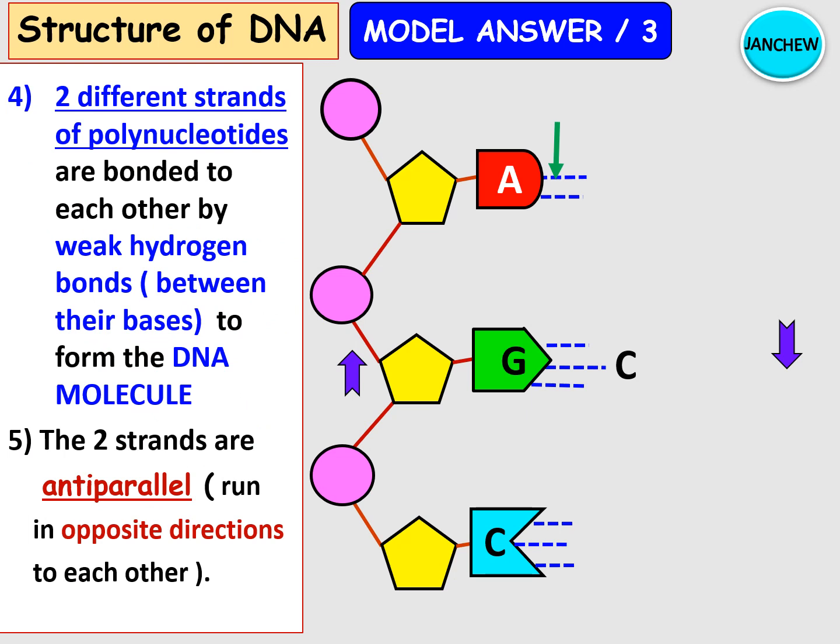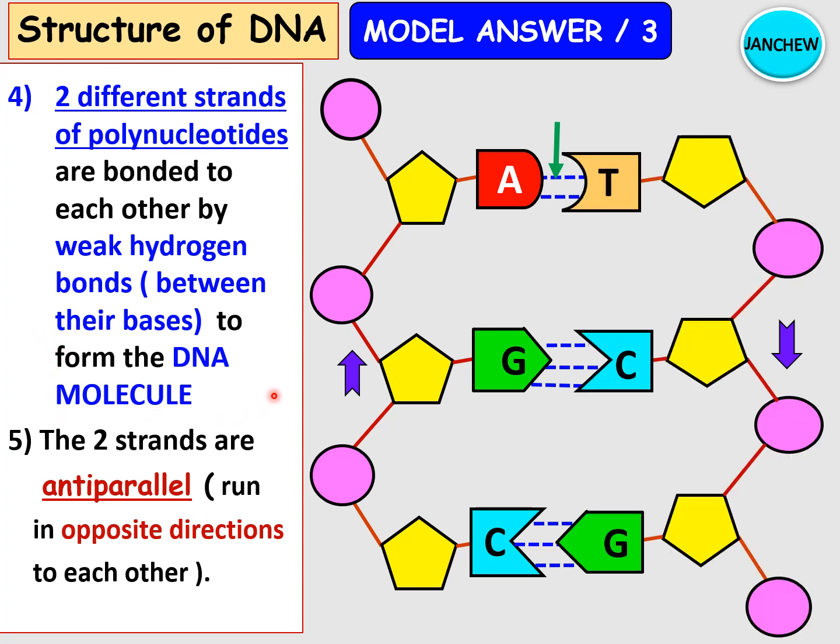Fourthly, 2 different strands of polynucleotides are bonded to each other by weak hydrogen bonds between their bases to form the DNA molecule. So this is one polynucleotide strand, this is the other one, and they are bonded to each other by the weak hydrogen bonds between their bases.